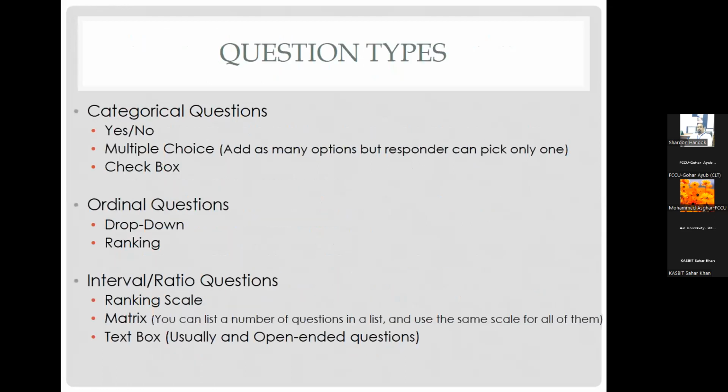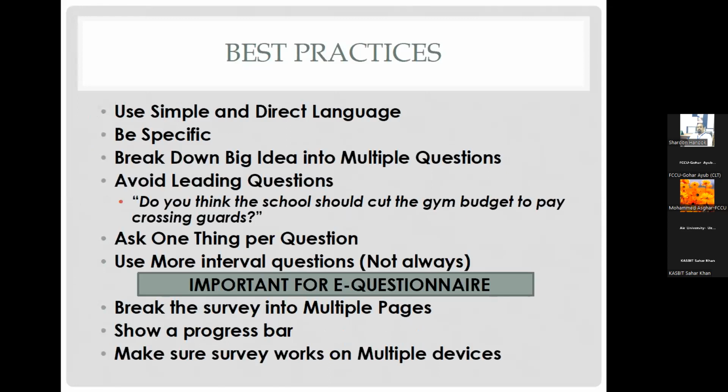So your question types could be categorical, like multiple choice or check boxes. You can have ordinal questions like drop down or ranking, and interval or ratio questions like rating scales. But you also need to understand how to translate them. One important thing is to use simple and direct language. Be specific and break down a bigger idea into multiple questions, but do not ask too many questions, because if you ask too many questions, people will not respond. They will see, oh, that's such a heavy questionnaire. They will either just click through, or they would simply skip the whole thing and say, I'm sorry, I don't have time for this.